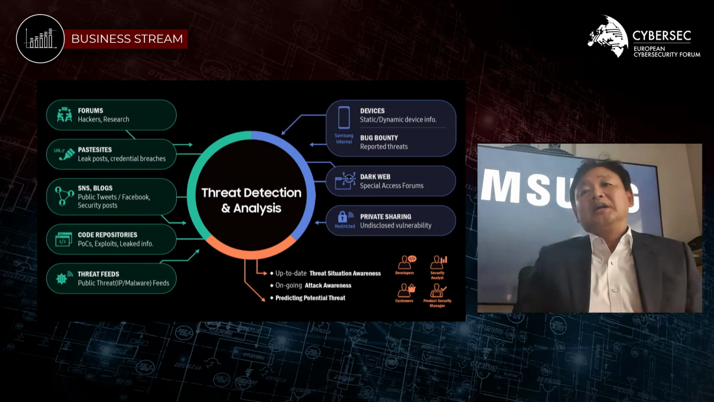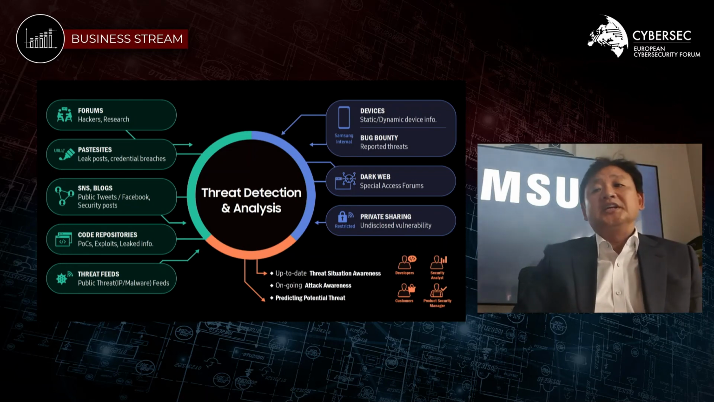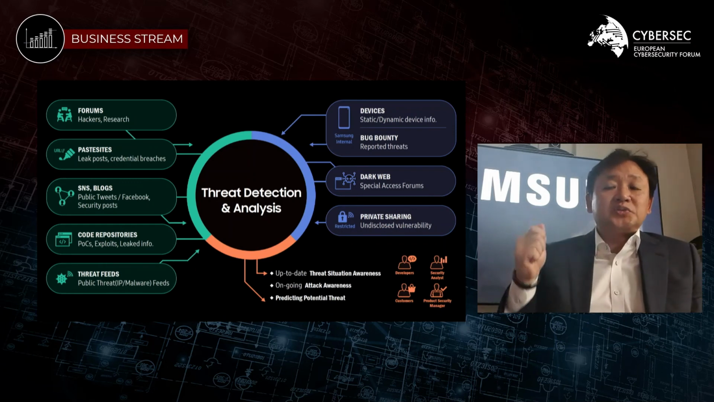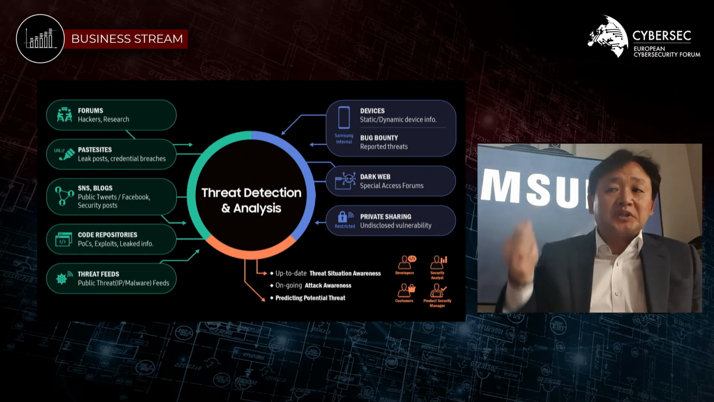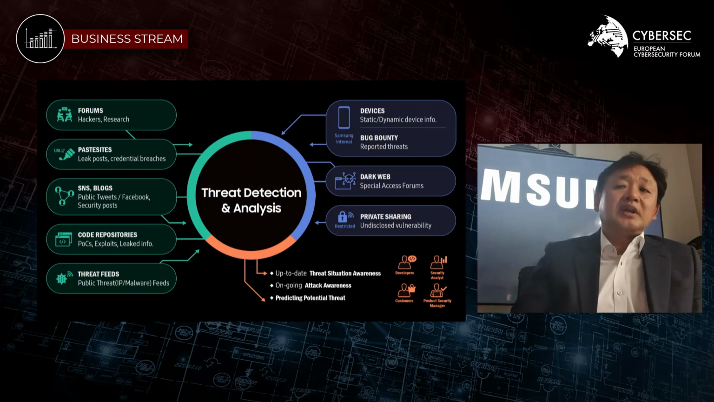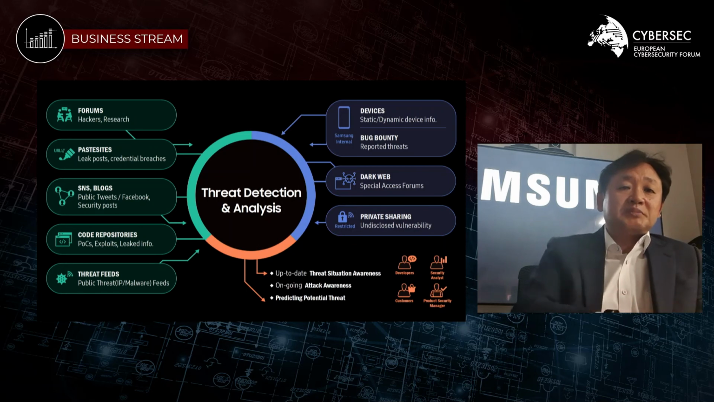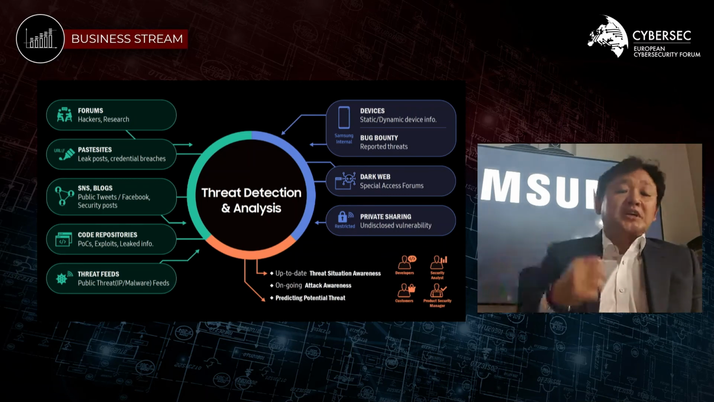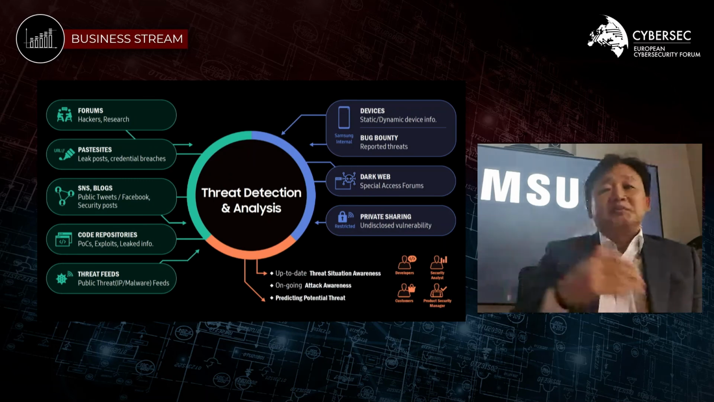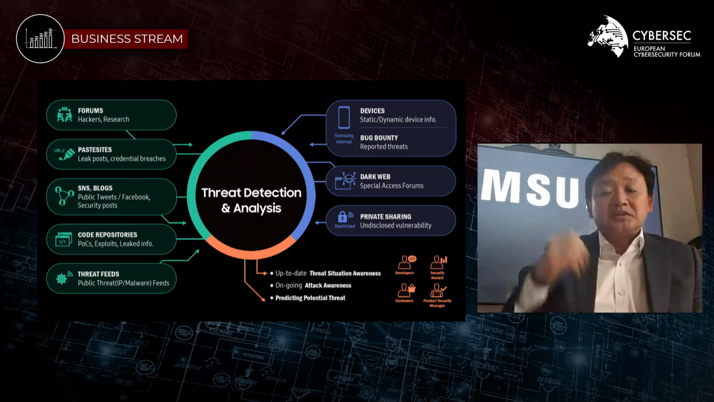But in summary, this kind of threat detection and analysis needs three important factors. First, we have to understand up-to-date threat situation awareness through various data sources, and through partnerships, we have to build up this threat situation awareness. Once we identify this, we have to do continuous, ongoing attack awareness. In other words, threat situation awareness will give us mainly the trend as well as just the surface. But ongoing attack awareness will give us the actual impact to our devices as well as infrastructures. And in addition to that, we have to even predict potential threats as well as attacks.